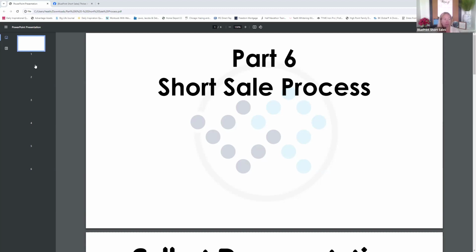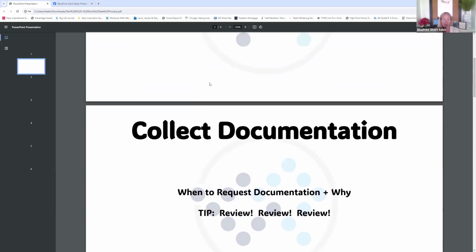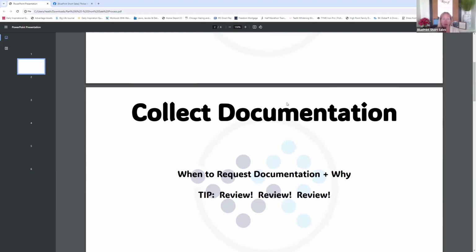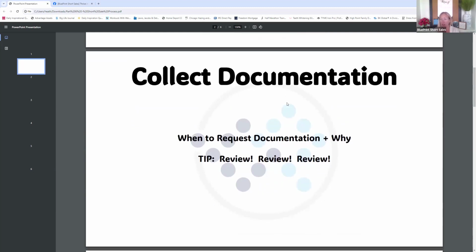Okay, all right, so let's go on. The first part is the short sale process. Now, what do you do after? Last week we talked about getting the offer and explaining it to the seller as well. Now we're going to collect the documentation. So when do I request the documentation and why? And then we'll go over my tip, okay? Typically, I do not collect the documentation up front. Now, every situation is definitely different. Are there times that I take the documentation and the checklist to the sellers at the listing appointment? Yes. Again, every scenario is going to be different, okay?